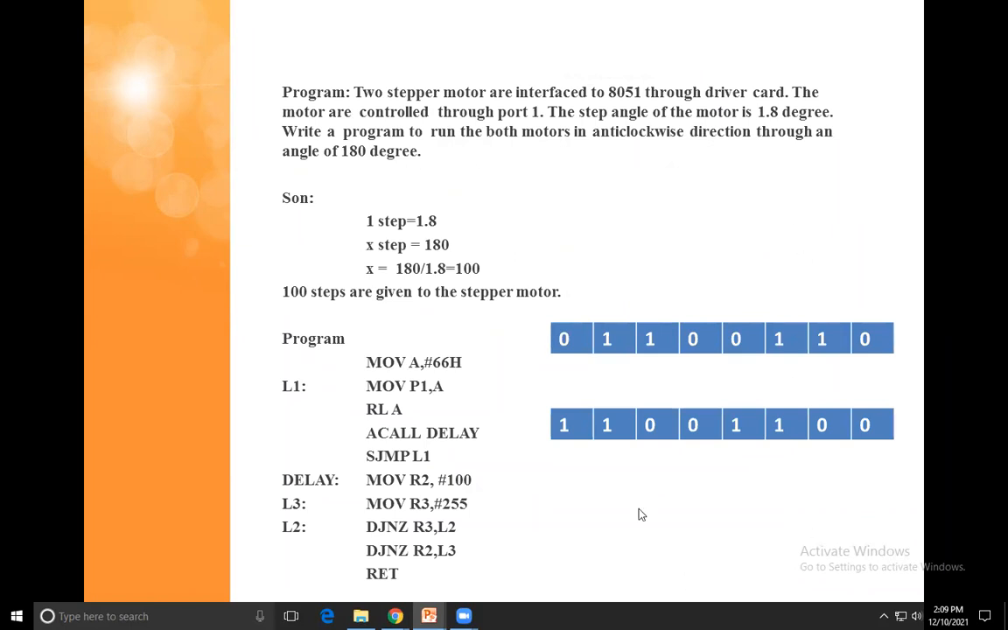Then there is a program we just discussed. I want to explain this program again. Then we'll go to the next point.